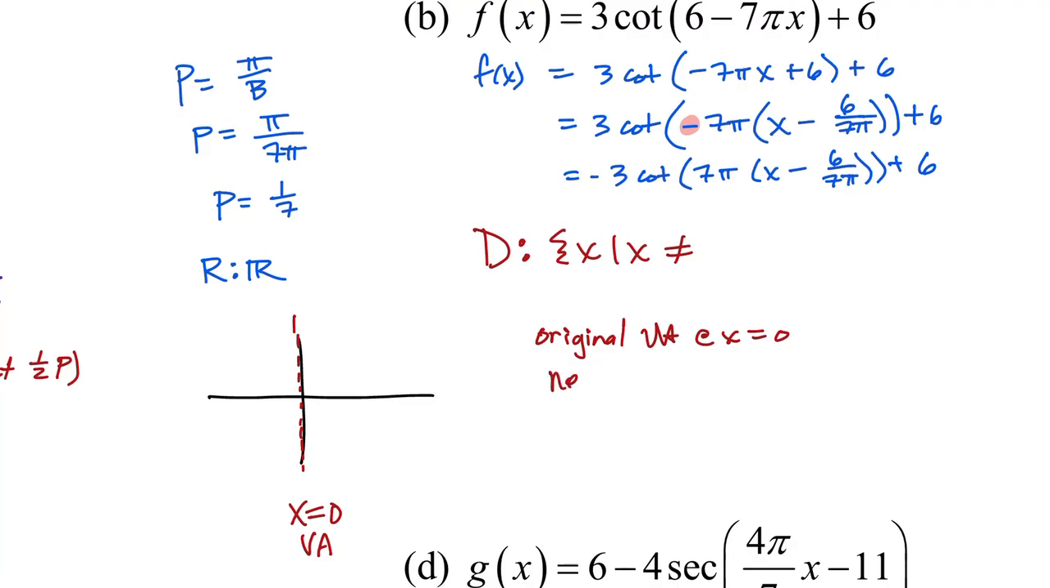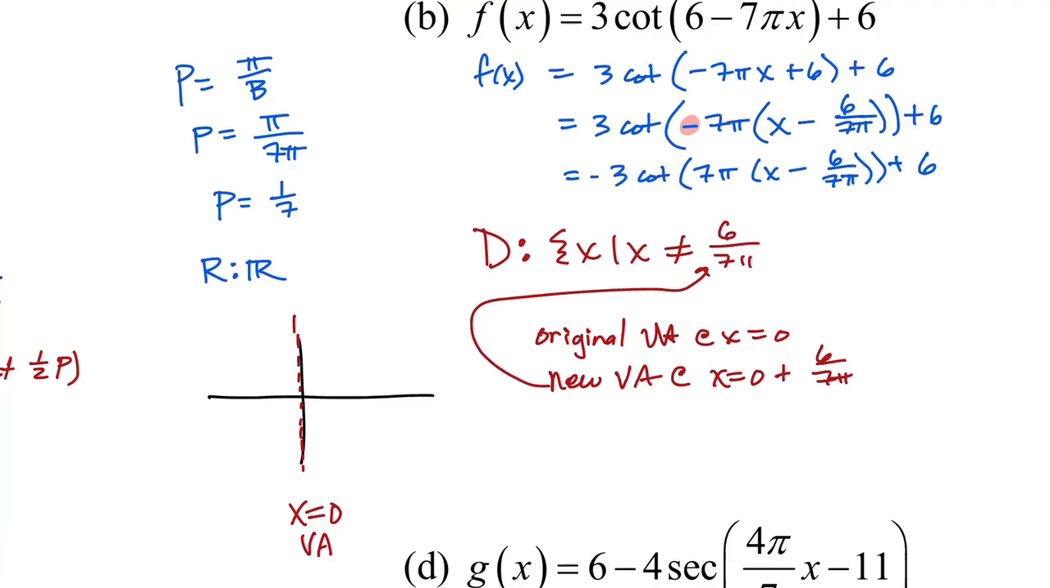So where's the new vertical asymptote going to be? Well, it's going to be at the old one, 0, plus the right shift, 6 over 7 pi. And that's what goes up here. I just have to know where a new vertical asymptote is on my graph. I don't need to write the 0 anymore, so I'm just going to leave it as 6 over 7 pi. There's my vertical asymptote. And then plus, how often do they occur? Every period again, which is 1/7 n, where n is an integer.